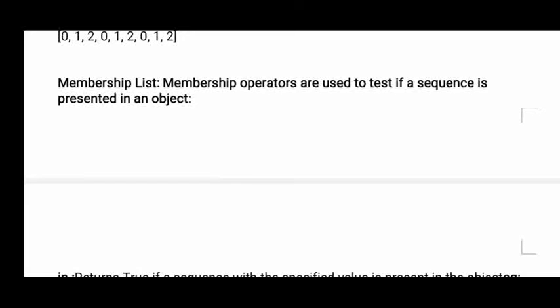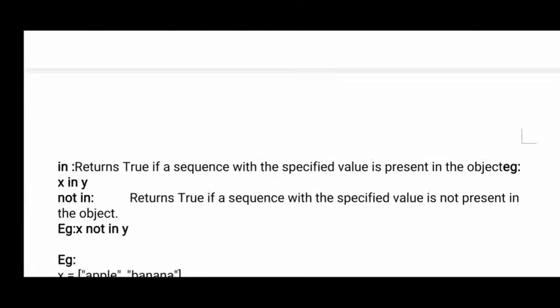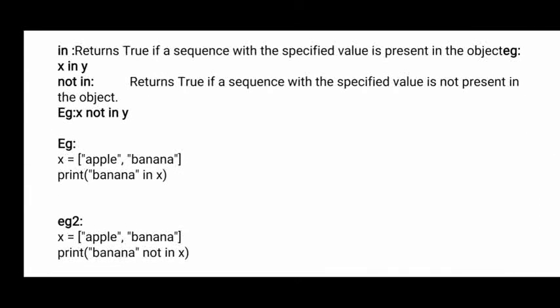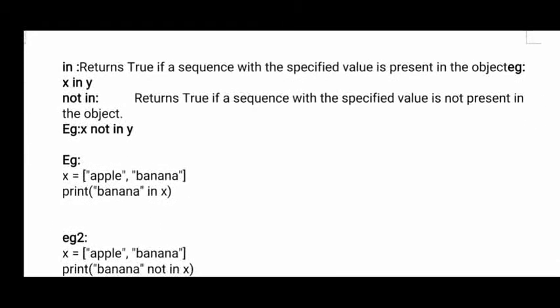Now next you see membership. Membership, this also I have explained in string: in and not in. Using these two operators, we check whether the element you are searching for is there in the list or not. If it is there, you will get true using the in operator. In operator means it returns true if the given element is there in the list, else it will give false. Not in means it will search for the element in the list. If it is there, you will get a false. If it is not there, then you will get a true. Opposite result you will get.